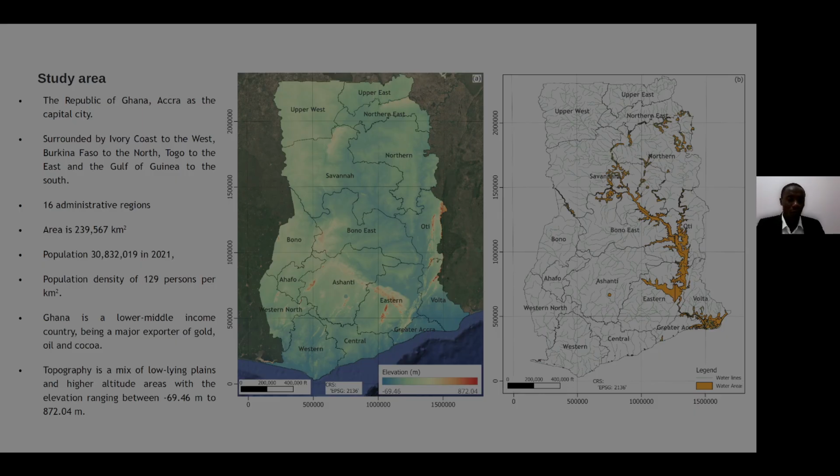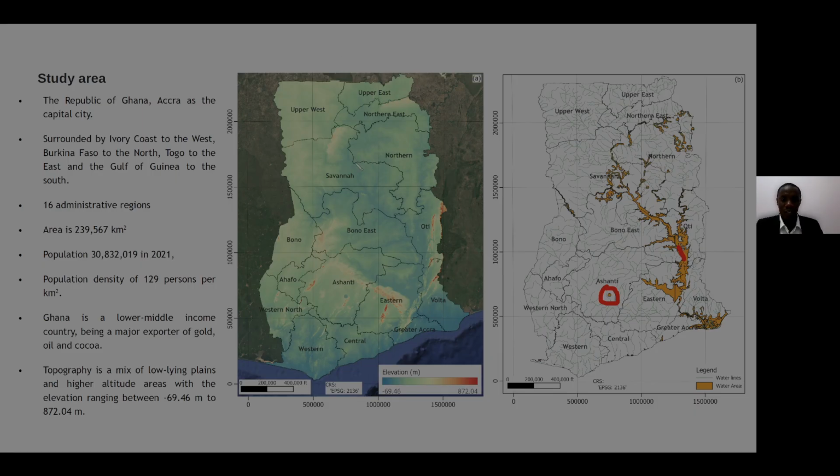On the image on the right, the most significant feature we see is the Lake Volta. The Lake Volta lies in between the Eastern Region, Oti, Bono East, and part of the Savannah regions. And then we also see the Lake Bosomtwi in the Ashanti Region. And there are other surface water bodies, including rivers such as the Densu River in the country.